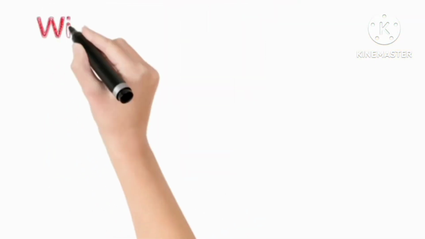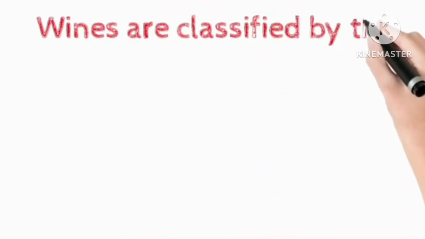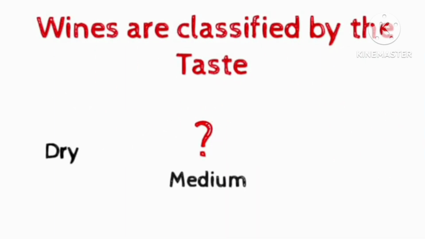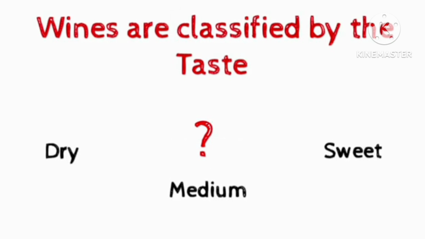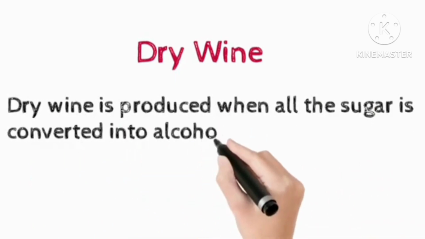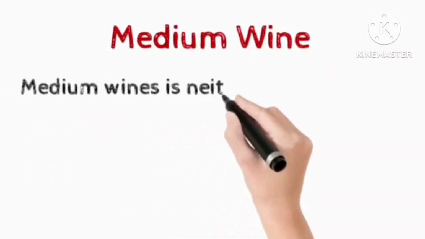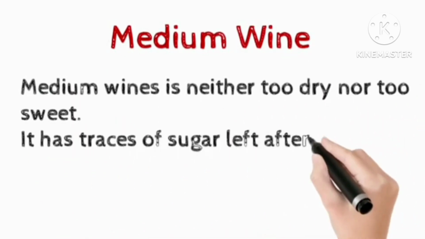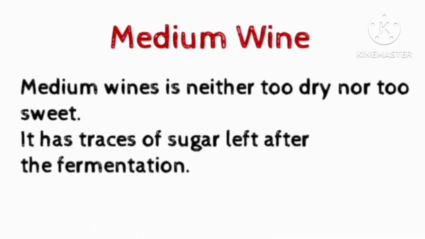Let's see how wines are classified by the taste. According to the taste, wine is classified into dry, medium and sweet. Dry wine. Dry wine is produced when all the sugar is converted into alcohol. Medium wine. Medium wine is neither too dry nor too sweet. It has traces of sugar left after the fermentation.